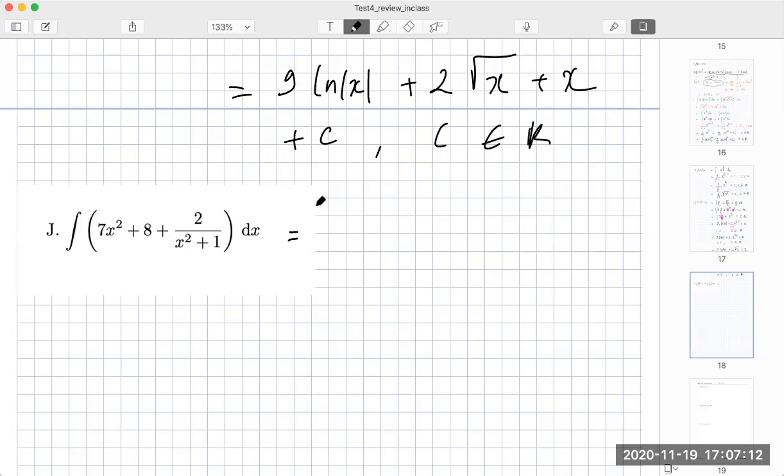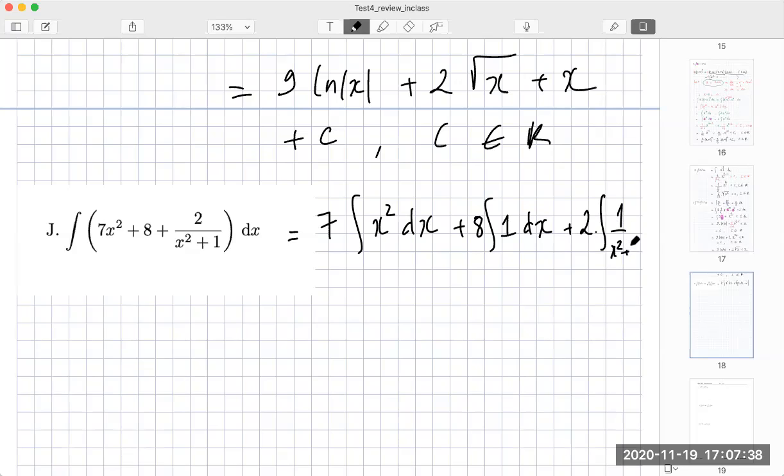This is integral of a sum, and the constant we can take out of the integral. It becomes integral of x squared dx plus 8 times integral of 1 dx plus 2 times integral of 1 over x squared plus 1 dx. We separate this into small integrals, okay? Each of them becomes easier.